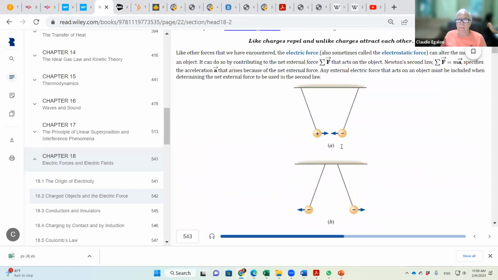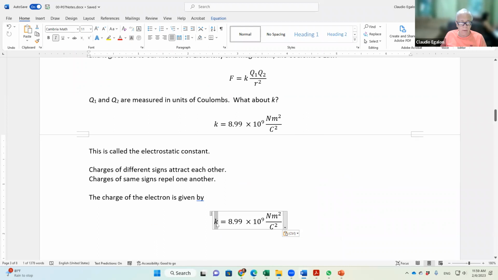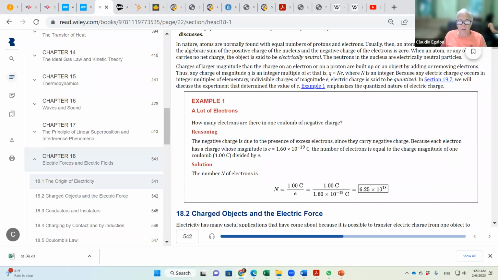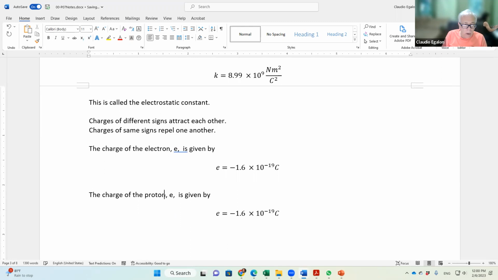The electron is a negative charge, and we represent its charge by the letter e. It is given by 1.6 times 10 to the minus 19 Coulombs, and by the way, it is negative. The charge of the proton, which is a positive charge, I'm going to emphasize, is positive, but it has the same value as the charge of the electron, okay?